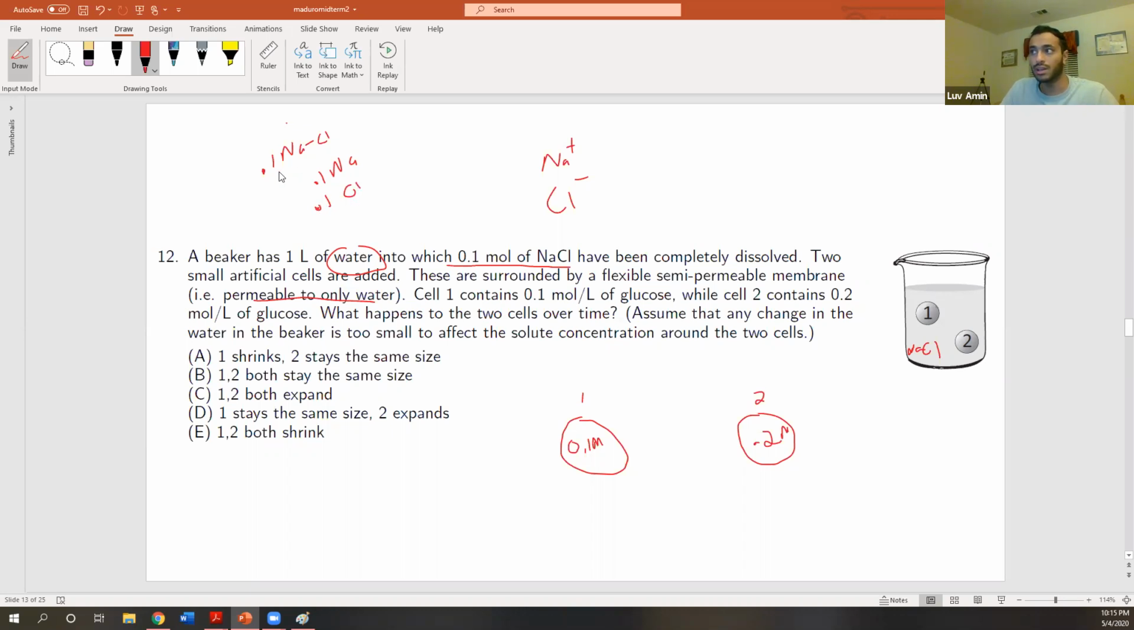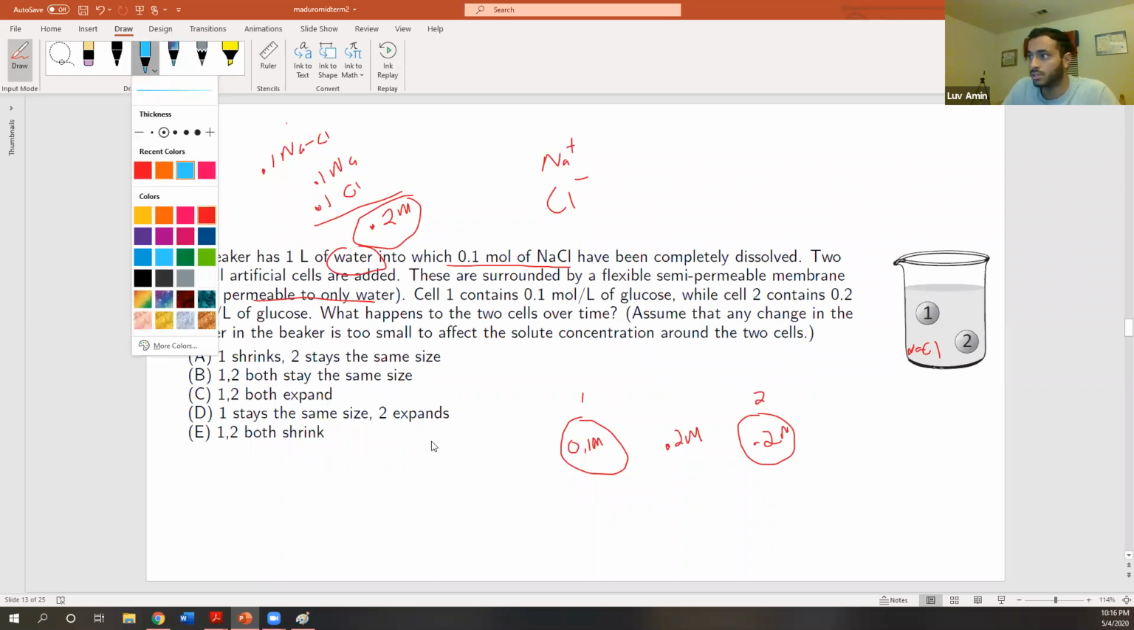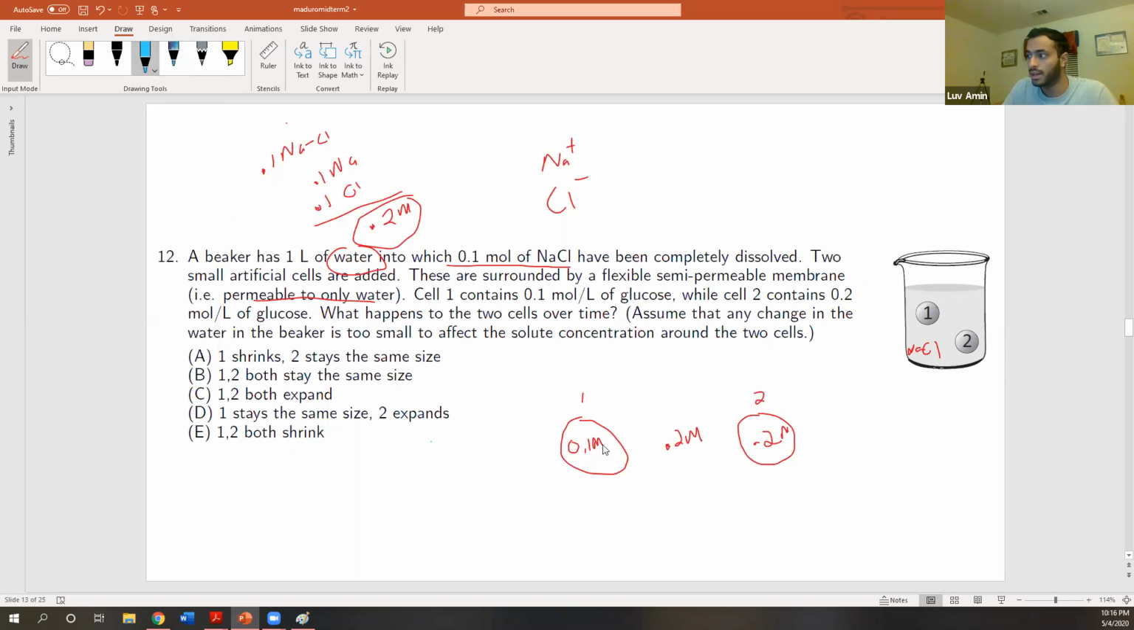So essentially, this 0.1 is actually going to be 0.2 molar in water, right? Because we're breaking it down into ions. So let's say on the outside solution, we have 0.2, which is what I'm going to put here. Now let's see what's going to happen. Our first cell, which is cell 1, has an internal concentration of 0.1, while the outside of the cell is 0.2.